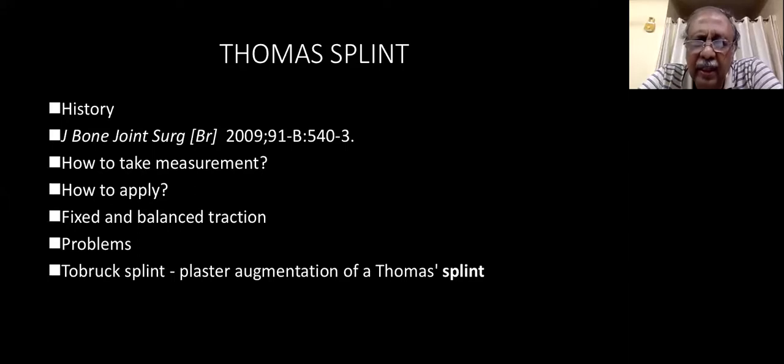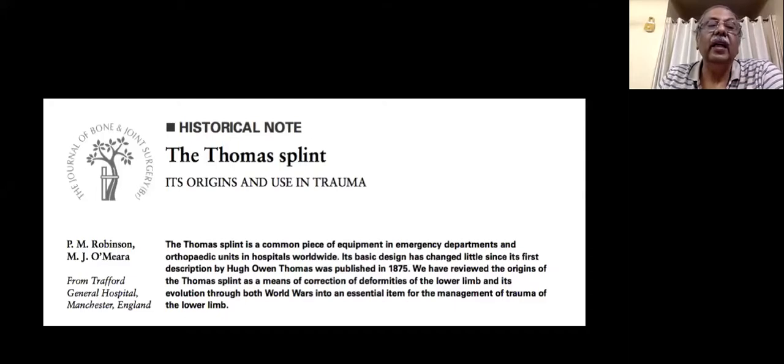If you are interested in reading war history, there are so many articles given on the net regarding the war, that is the Tobruk war. It is called the Tobruk siege, where the Australian and the Allied forces resisted the German and Italian assault for more than 200 days, if I remember correctly. So that is the importance of the Tobruk splint. This is the article which I am quoting, on its origin and its use in trauma, which came in 2009.